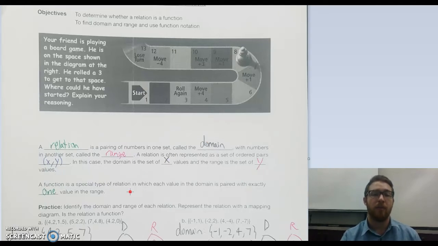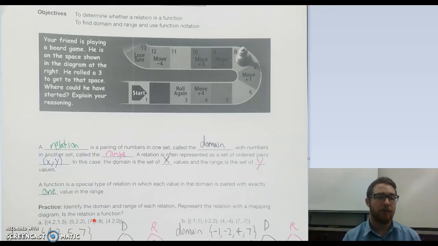A function is a special type of relation in which each value of the domain is paired with exactly one value in the range. So again, we can have different types of relations, but a function has to follow that rule. I can't reuse a domain value with different range values. So looking at this example, identify the domain and range of each relation, represent the relation with a mapping diagram, and lastly, we need to tell if that relation is a function.